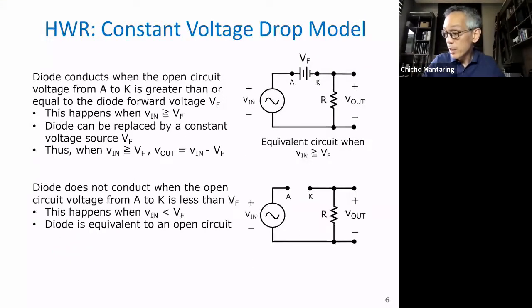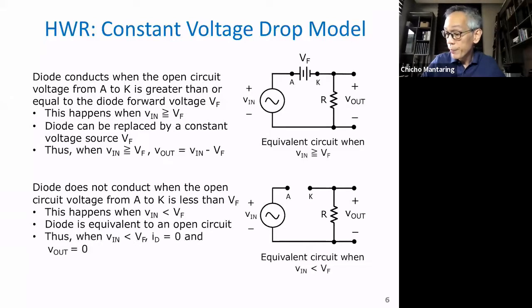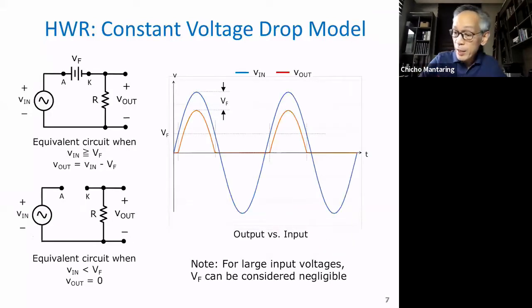So this is just explaining what we already did, no? So this is the equivalent circuit when Vn is greater than V of F. This is the equivalent circuit when Vn is less than V of F. And these are my outputs. Are there any questions?